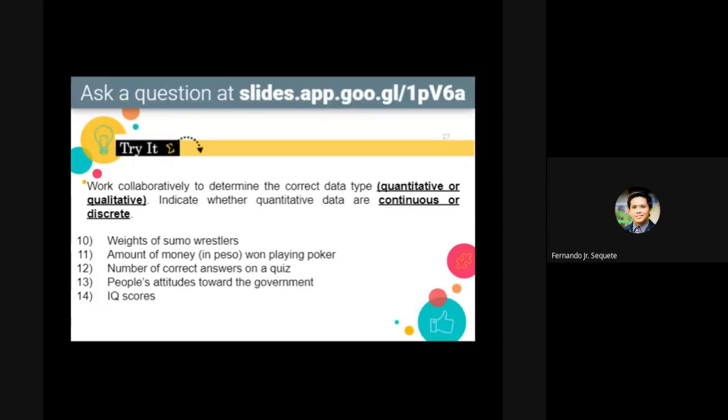Next, number 10, weights of sumo wrestlers. Of course, weights is the word. Therefore, this is quantitative, continuous. Thank you. Number 11, amount of money in peso one is playing poker.